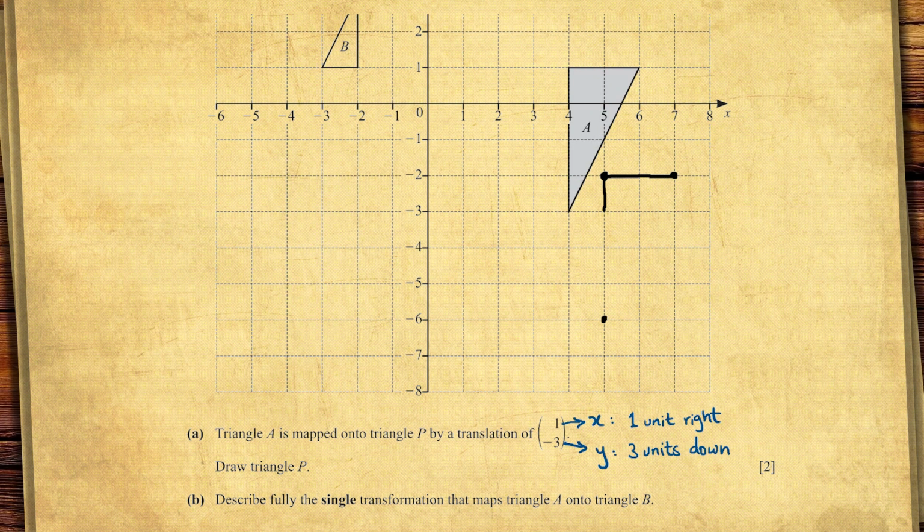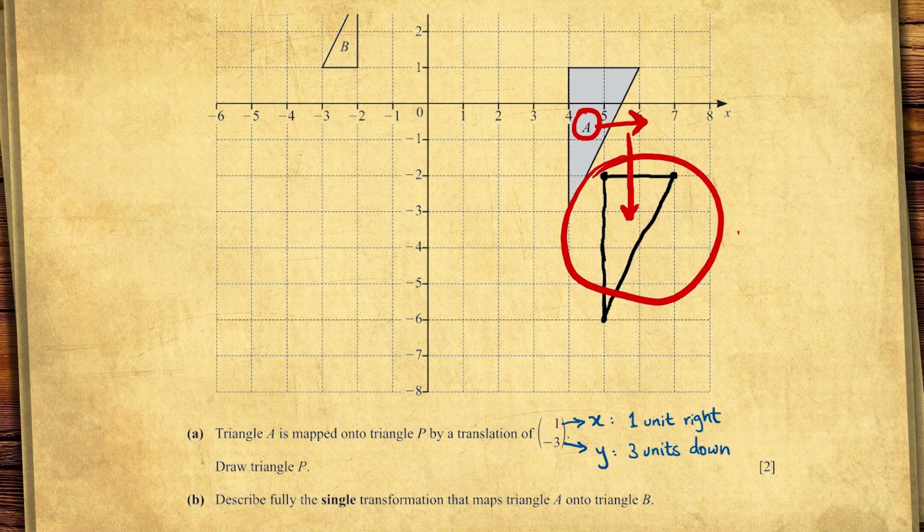Now let's join all these points to make a triangle. So the triangle A has been translated 1 unit to the right and 3 units down, and this is triangle P that we needed to draw in the question.